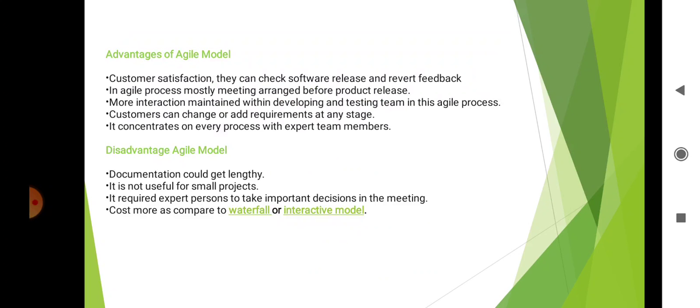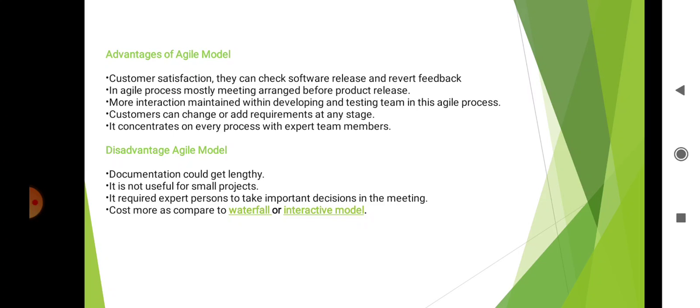Then the advantages of the Agile model. First is customer satisfaction. This is very important because in Agile development, customer satisfaction is important. They can check the software release and give feedback. In the Agile process, meetings are mostly arranged before the product release and more interaction is maintained with the developing and testing team. Customer can change and add requirements at any stage. That means modification is allowed in this model. It concentrates on every process with expert team members. It is a good model for environments that change, with minimal rules and documentation, and is easy to manage.